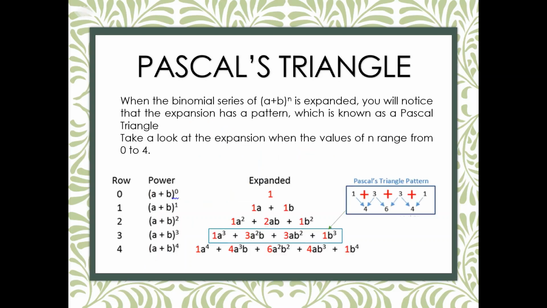When the binomial series of (a plus b) to the power of n is expanded, you will notice that the expansion has a pattern, which is known as a Pascal triangle. Take a look at the expansion when the value of n ranges from 0 to 4. The two outside edges of the triangle are comprised of value 1. The other terms inside are the sum of the two terms immediately above them in the triangle. The triangle can grow as many rows as you desire.